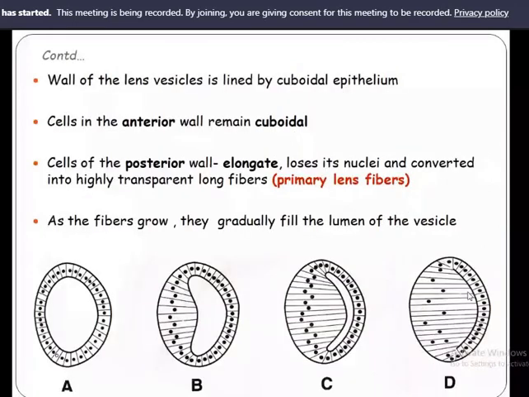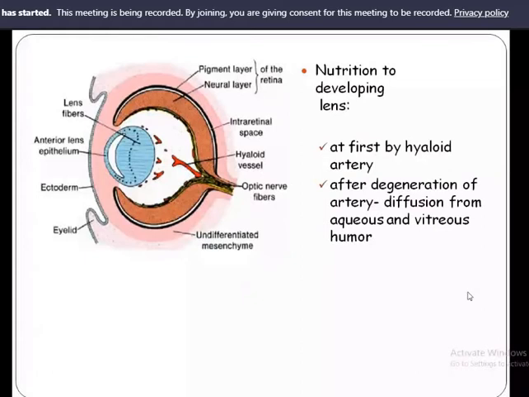Now, what is the nutritional source of the developing lens? Initially the lens will receive nutrition from the hyaloid artery, until the hyaloid artery degenerates. But later on, after the degeneration of the hyaloid artery, the lens will receive nutrition from the aqueous humor and the vitreous body or vitreous humor, a liquid, through diffusion.